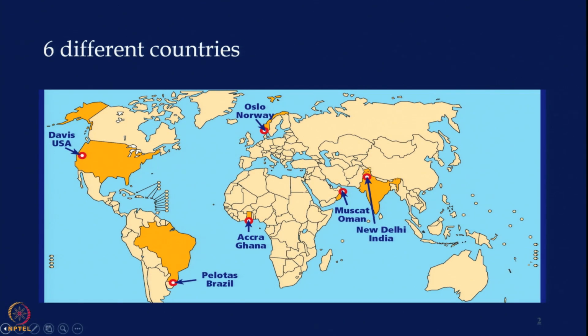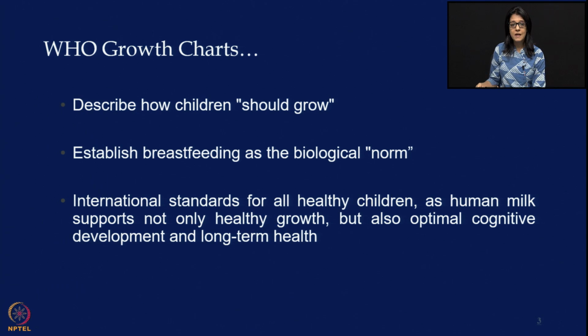So let us start with the WHO Multicentre Growth Reference Study. This was a study done between 1997 and 2003. They took data from children in 6 different countries: USA, Norway, Ghana, Brazil, Oman, and India. So India was part of this multi-center study. That is important, 6 different countries were involved, including the US and India.